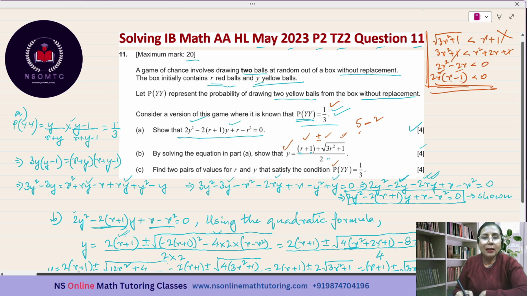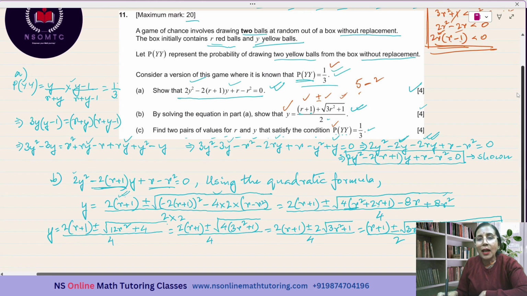Subpart C is saying find two pairs of values for r and y that satisfy the condition P of y is equal to 1 over 3. That means when P of y equals 1 over 3, we are having this equation and the solution of this equation is y equal to this. And it is paper 2 questions, so we can use the calculator. We will be using the calculator. I'm using the TI Inspire CX2 calculator. You may use the Casio calculator as well.